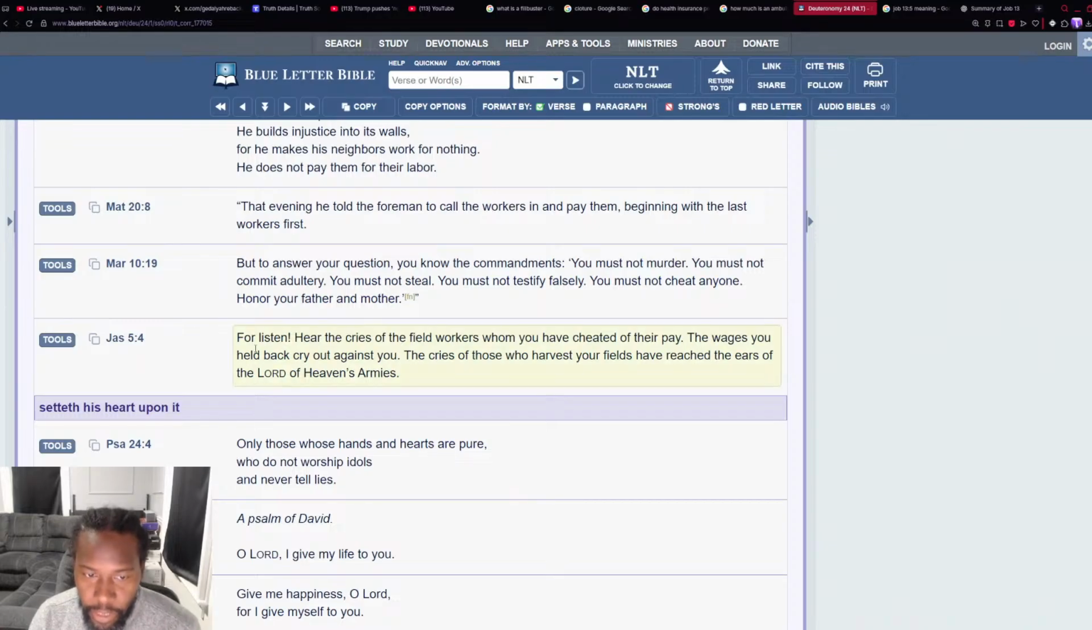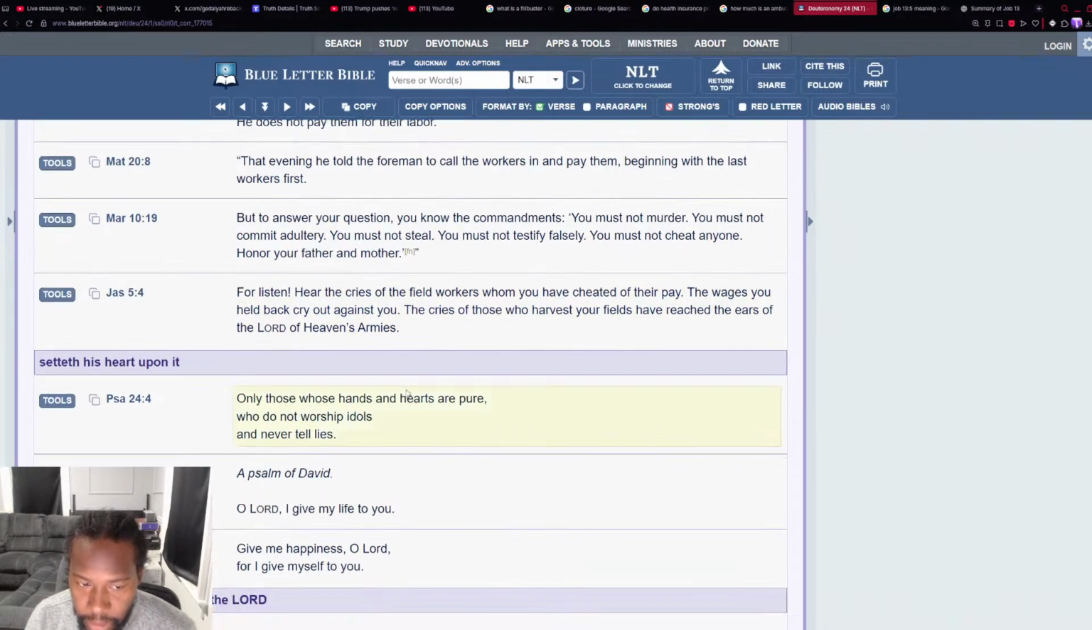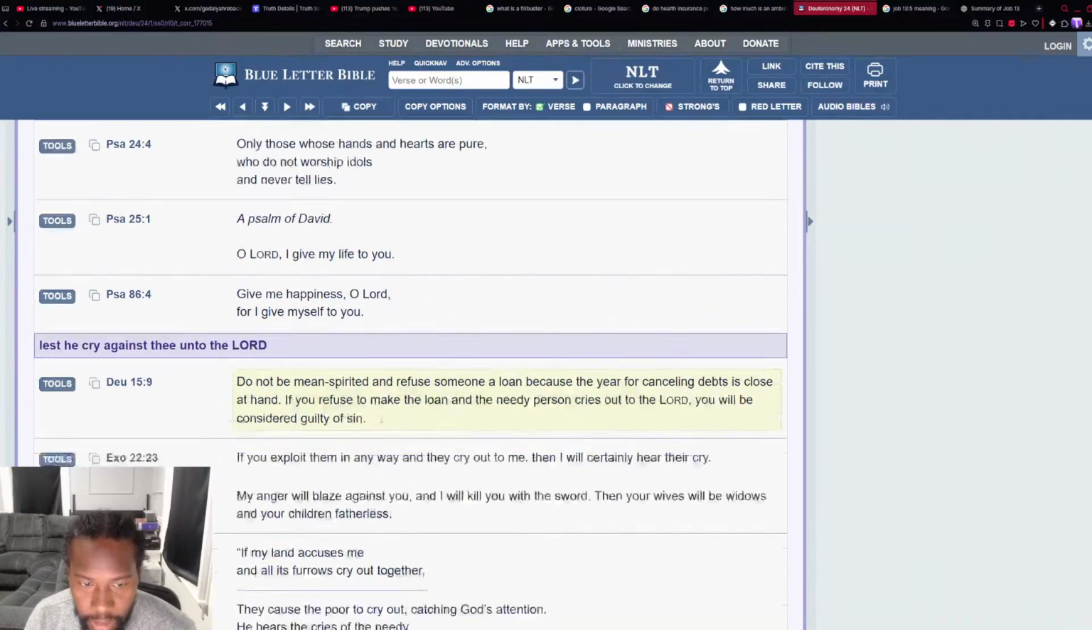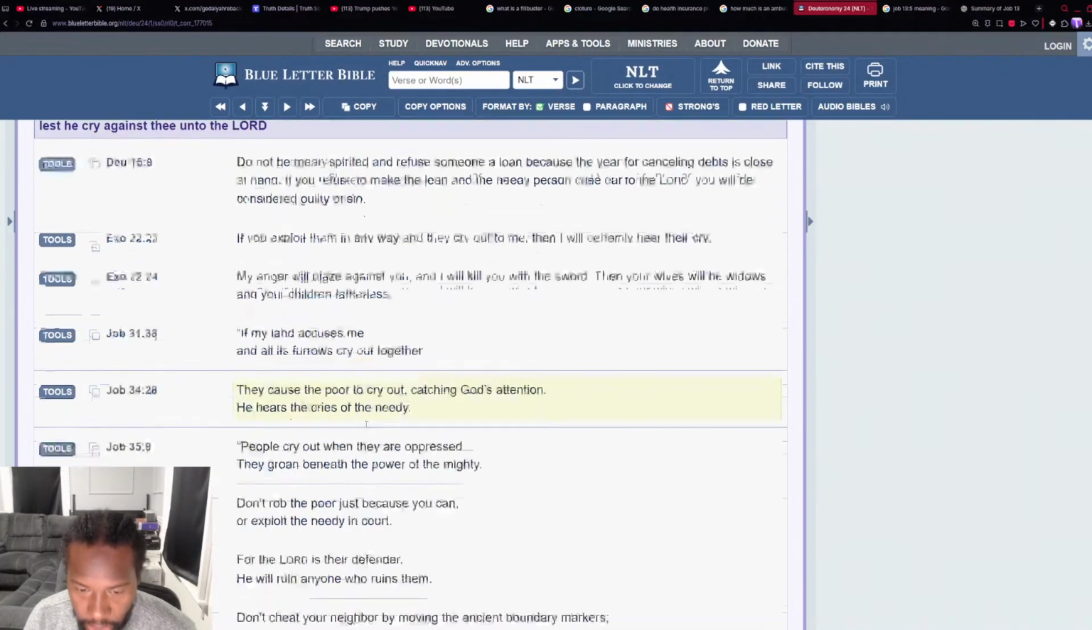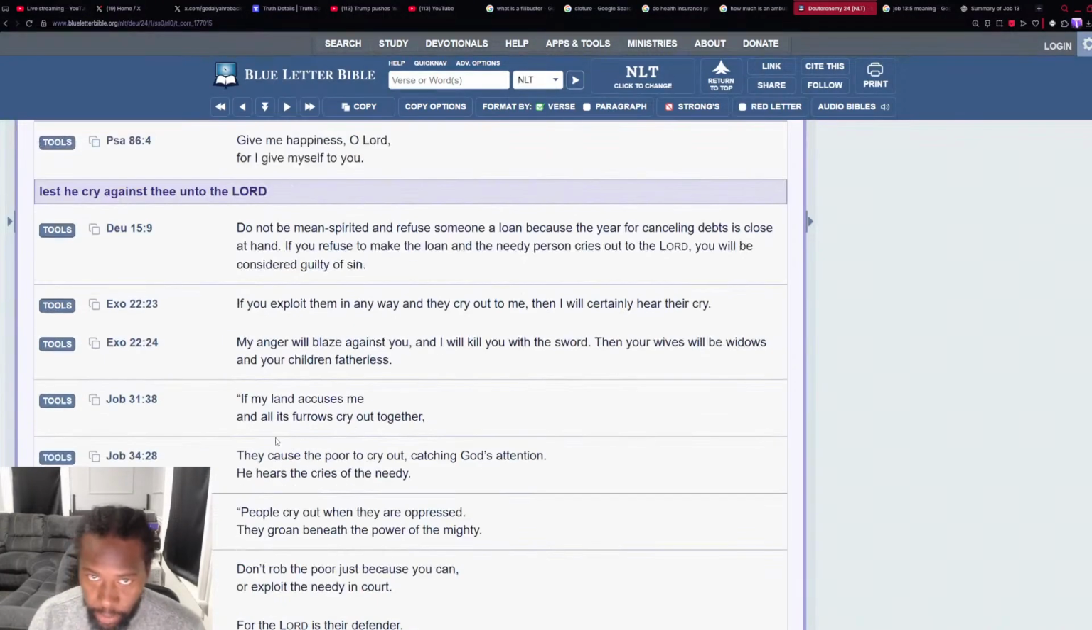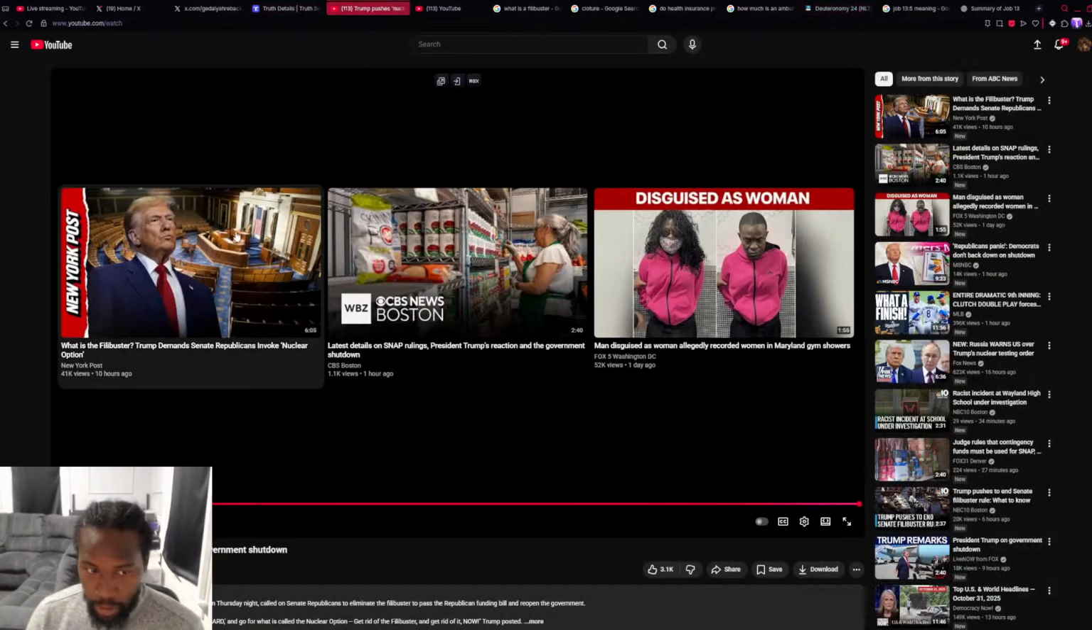James 5:4 in the NLT. For listen, hear the cries of the field workers whom you have cheated of their pay. The wages you held back cry out against you. The cries of those who harvest your fields have reached the ears of the Lord of heaven's armies. And when he hears it, judgment's coming. Judgment follows after you do all the suppression.